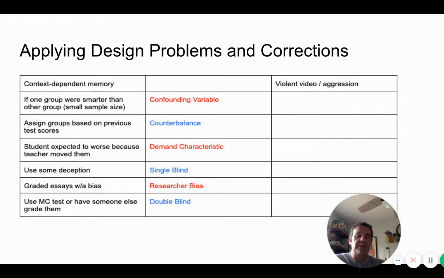So remember, we get rid of that by using a double blind. So we could use a multiple choice test because that takes away subjectivity. Or if I'm just bent on using an essay test, I can have a third party grade them and say, you grade these. They won't know what group they were in and that type of thing.